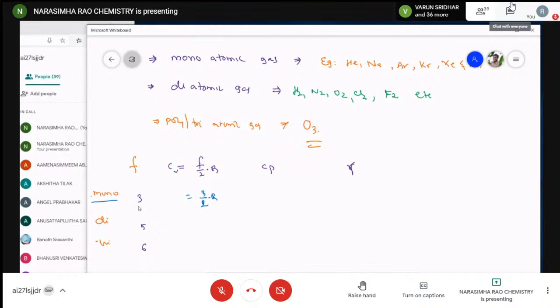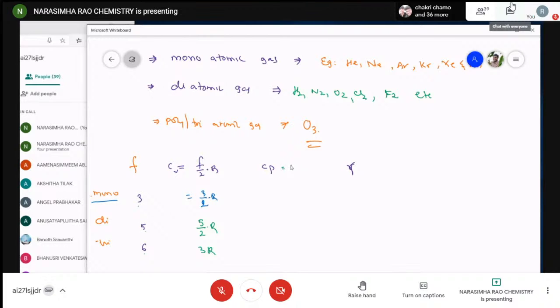For monoatomic gases F is 3, for diatomic 5, for triatomic 6. Right, children? Now F value I substituted: for monoatomic gases 3/2 R, for diatomic gases 5/2 R, for triatomic gases 6/2, which is equal to 3R. Clear now? Yes, sir. Children, let me observe this one.